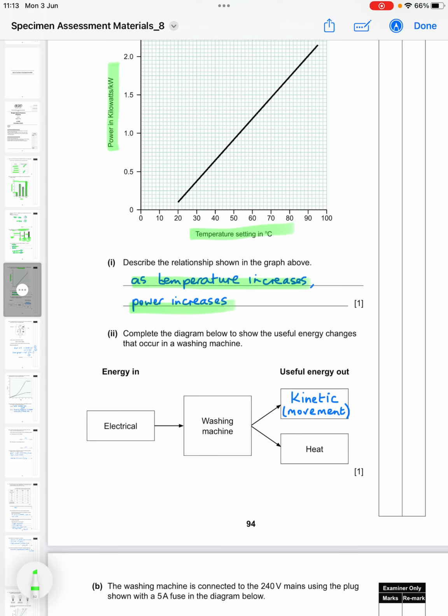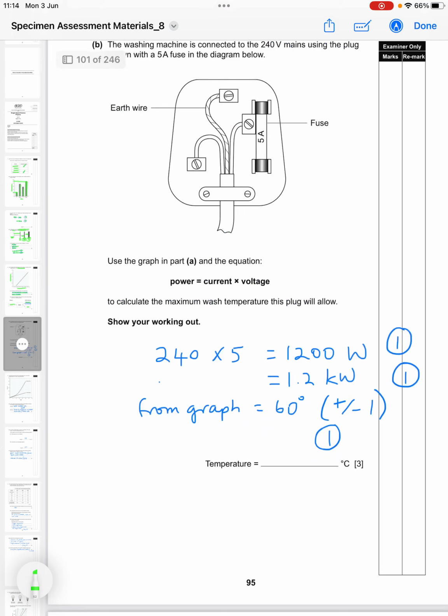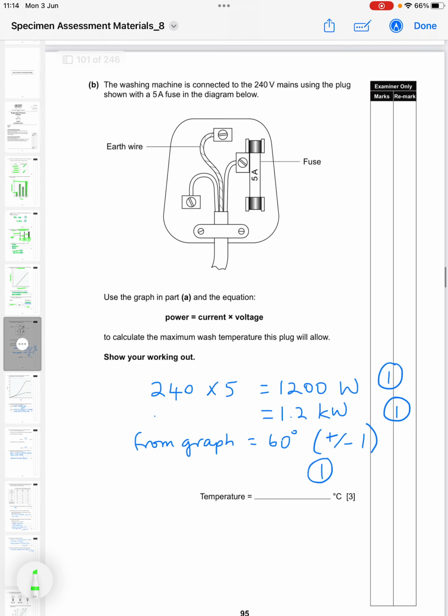So the second part of the question, complete the diagram to show the useful energy changes that occur in a washing machine. So we have electrical energy going into the washing machine, and it tells you that one that's coming out is heat, and the useful energy then that's missing is kinetic, or you could have said movement, for 1 mark. Then we've got a picture of the plug here for the washing machine. It says it's connected to the 240 volt mains using the plug shown with a 5 amp fuse in the diagram below. So here's the fuse.